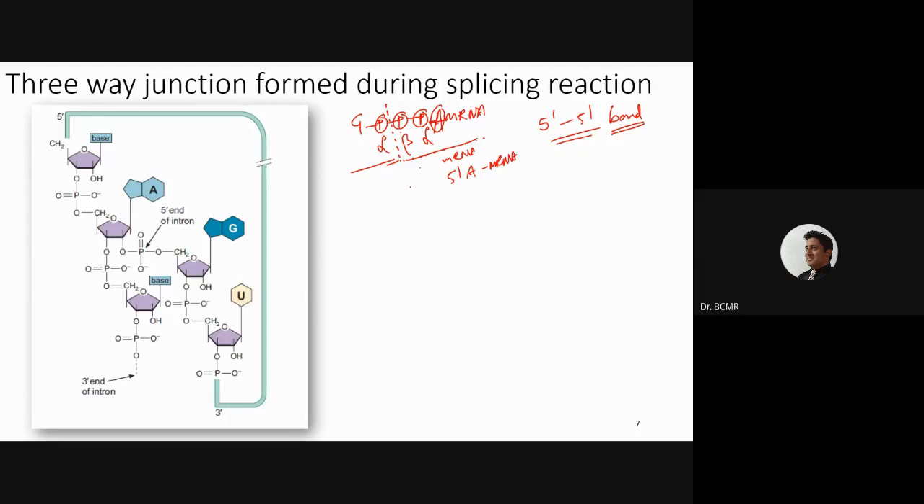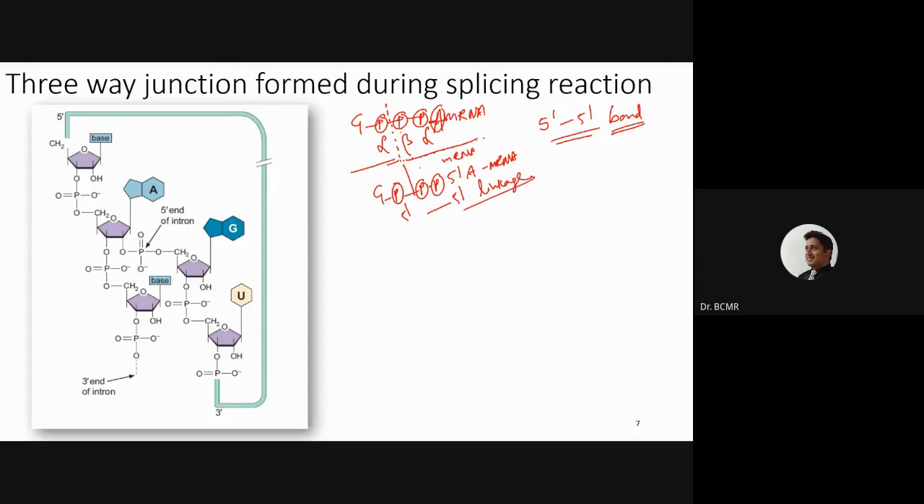Right? I'm talking about the eukaryotic G cap modification. And in the G, all phosphates are always on the 5' side. They are bound to the 5' carbon. So this is 5' and this is also 5', so you call it a 5' 5' linkage.